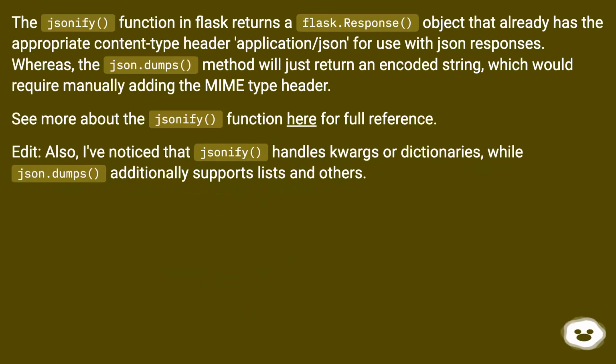The jsonify function in Flask returns a Flask.Response object that already has the appropriate content type header, application/json, for use with JSON responses. Whereas the json.dumps method will just return an encoded string, which would require manually adding the MIME type header. See more about the jsonify function here for full reference. Edit: also, I've noticed that jsonify handles kwargs or dictionaries, while json.dumps additionally supports lists and others.